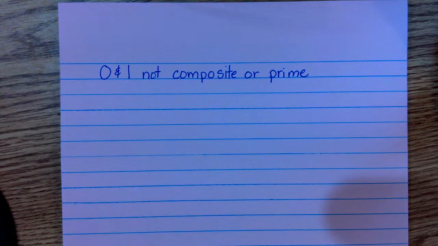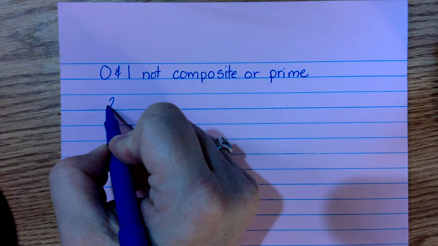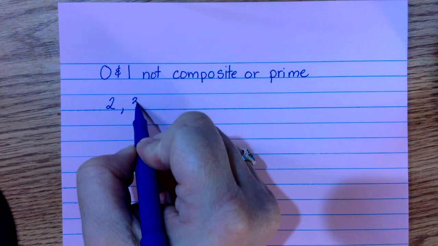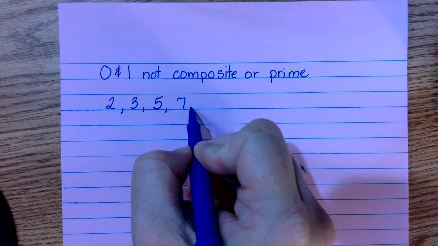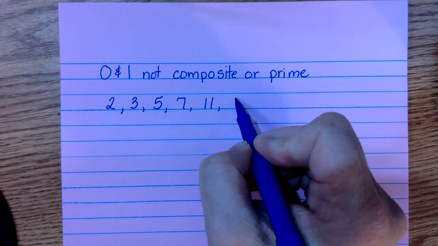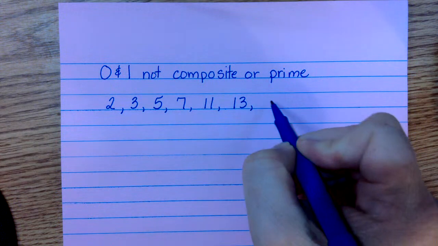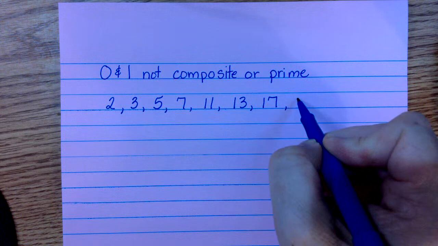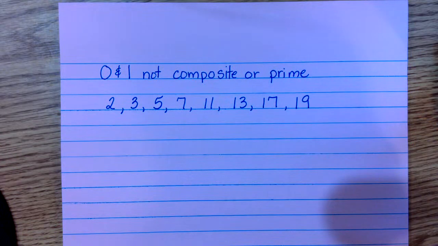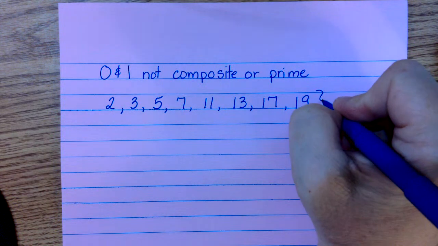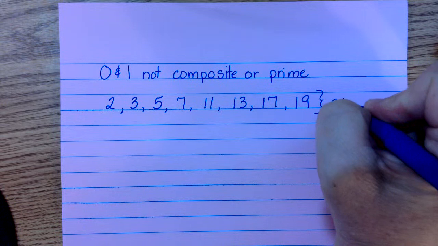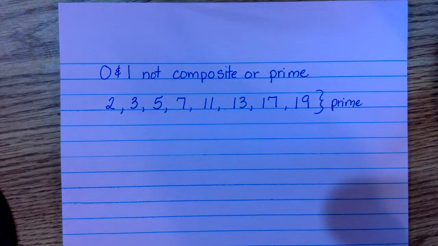And then prime numbers are numbers like 2, 3, 5, 7, 11, 13, 17, 19, and the list goes on and on. You should have recorded again, up through 100, which ones are prime. So again, they have only 2 factors, 1 and itself.